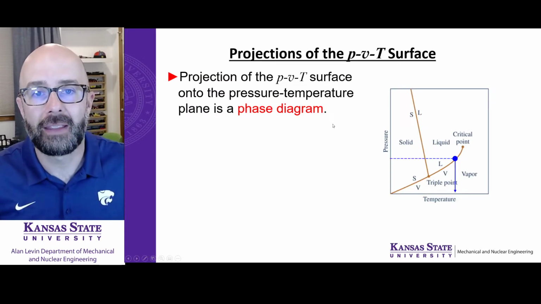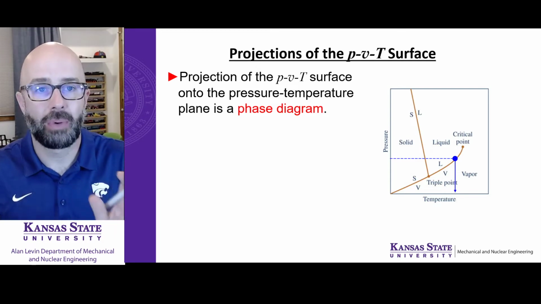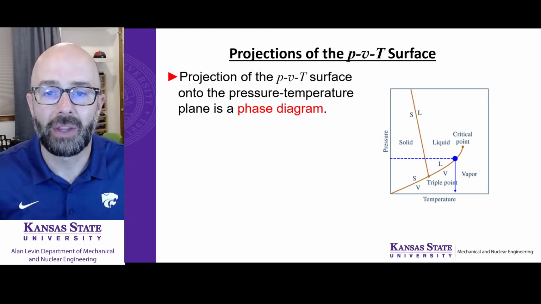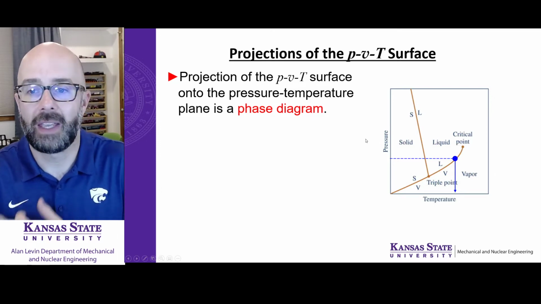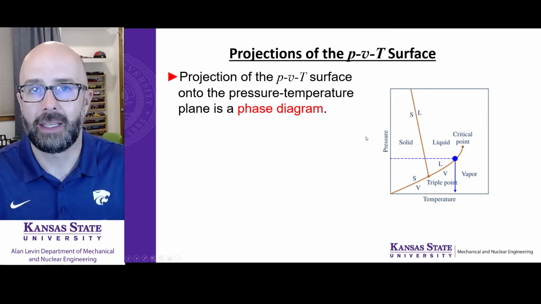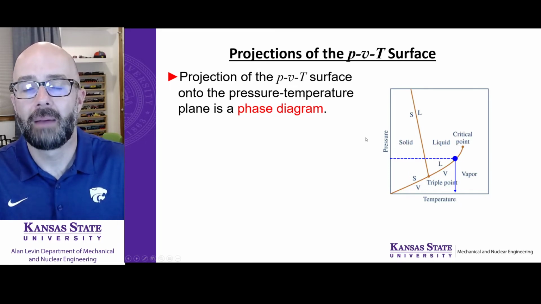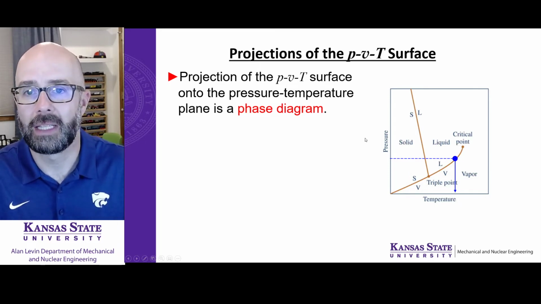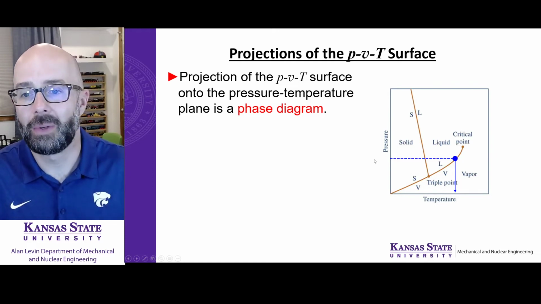So we can project this in three ways. The temperature-pressure projection is what we have here, and we call that a phase diagram. We are not going to use this phase diagram very often. You will use this in your chemical engineering classes. You'll use it probably in your industrial engineering classes where you're dealing with machining and manufacturing. You deal with it in chemistry, but we're not going to deal with it much in here.